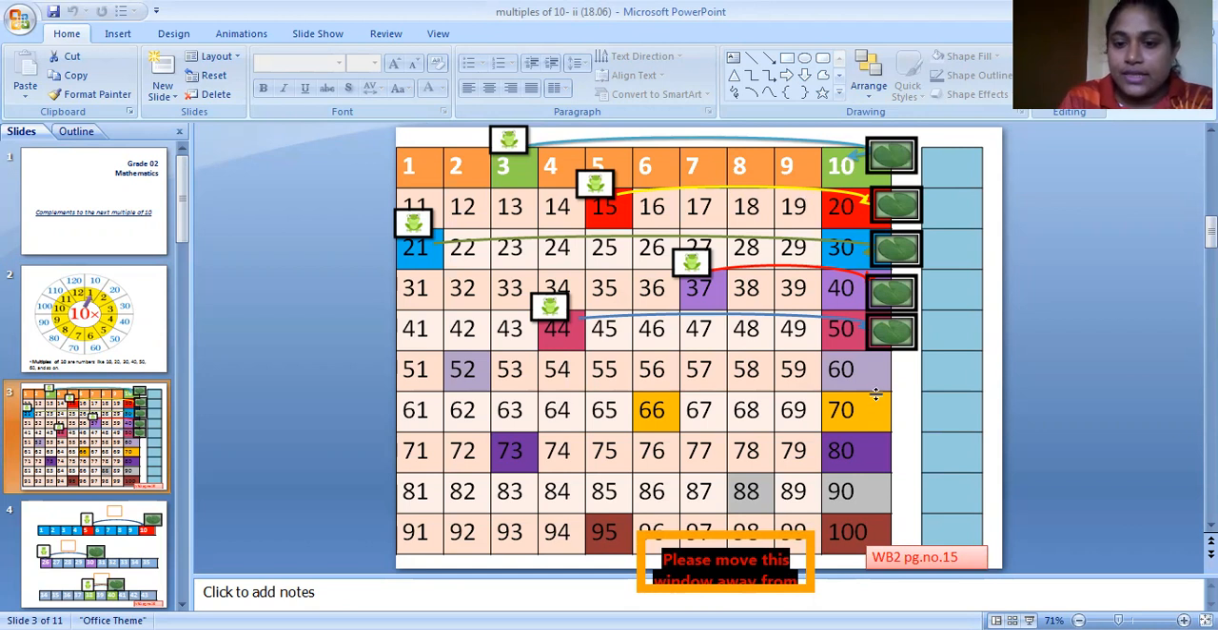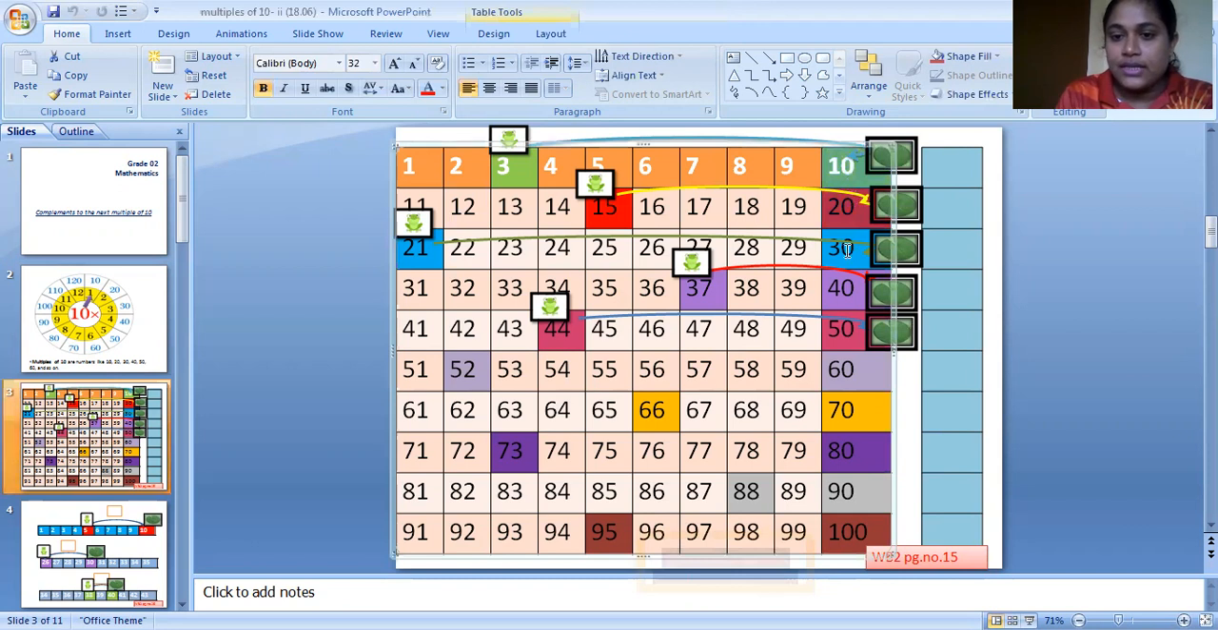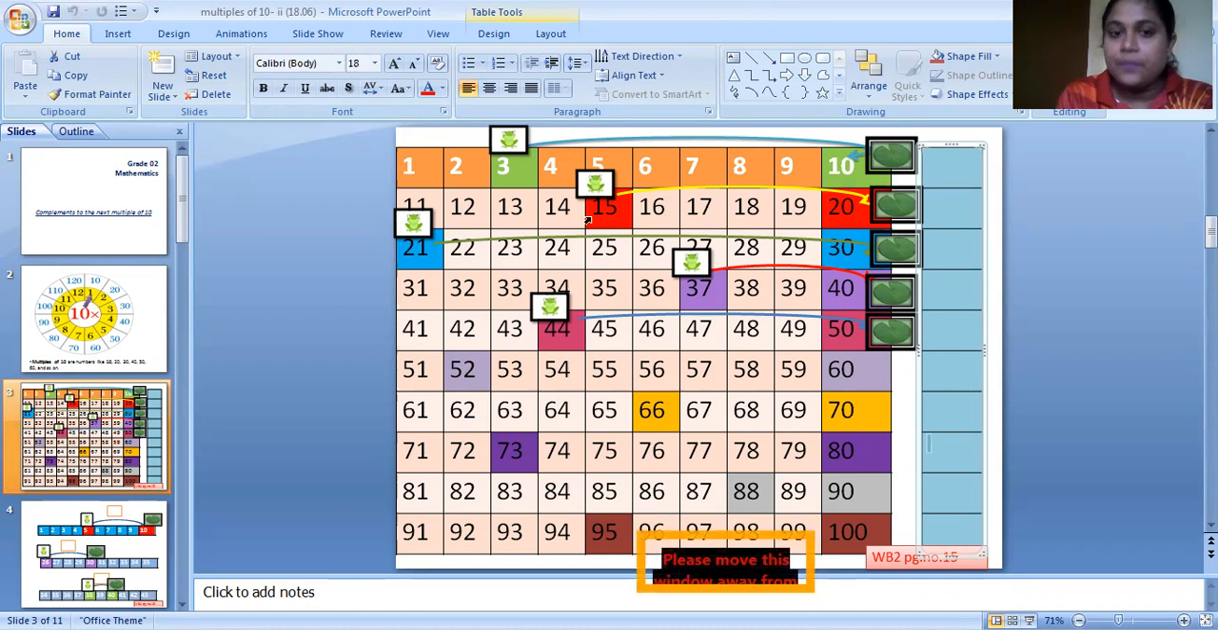When you are looking at these 100 squares, you may have observed all these lily pads are on the complements of 10: 10, 20, 30, 40, 50, 60, 70, 80, 90 and 100. Okay, let's start our activity. Now here the frog is on number 3. Let's start hopping and count how many times he has to jump to reach its lily pad.